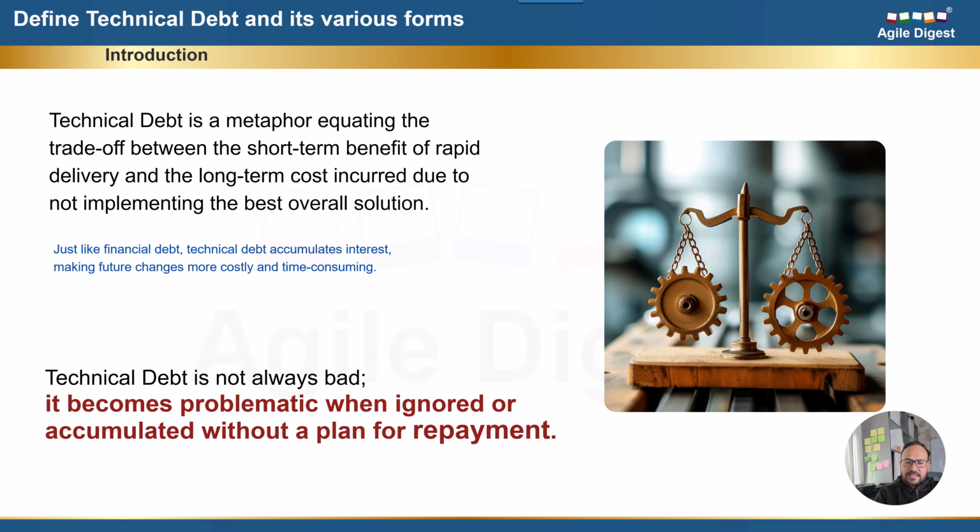Iterative approach: implement an iterative approach or small time boxes to balance between adding new functionalities and addressing technical debt in each sprint or each iteration. Stakeholder engagement: we'll talk about the role of stakeholder engagement in a little more detail, where you regularly communicate with stakeholders about the importance of technical debt reduction to secure their support and understanding for dedicating resources to both new features and debt repayment. And continuously monitor it.